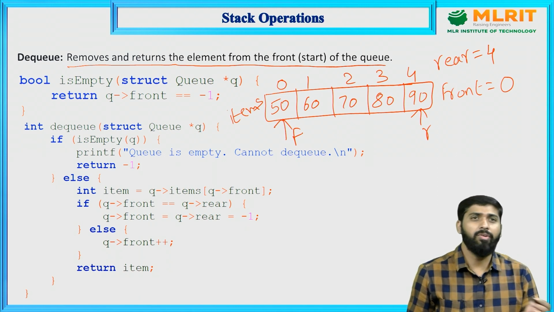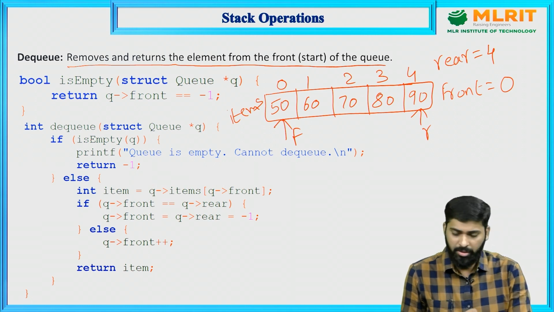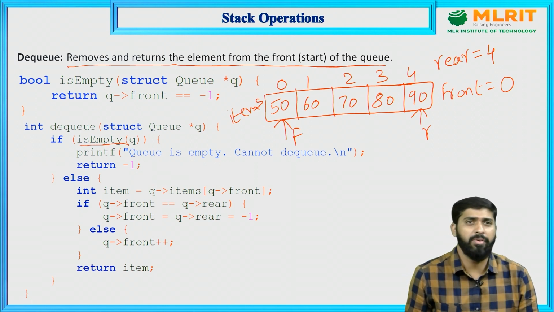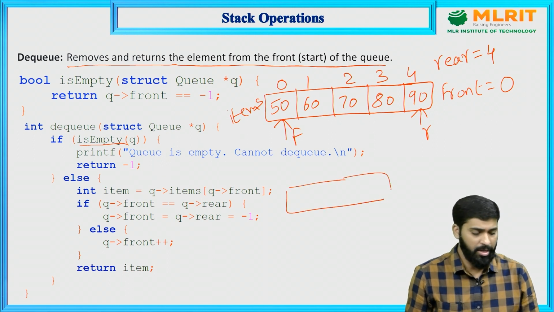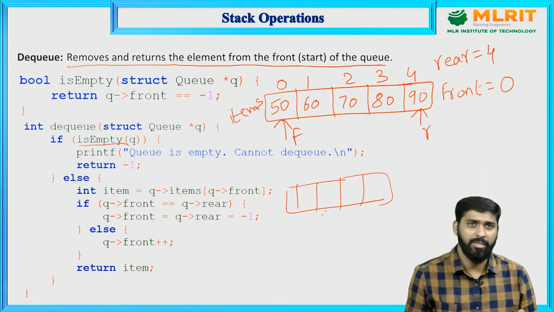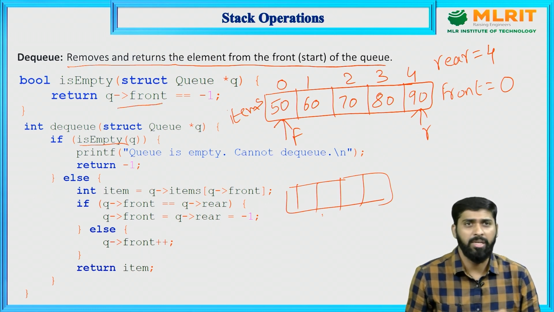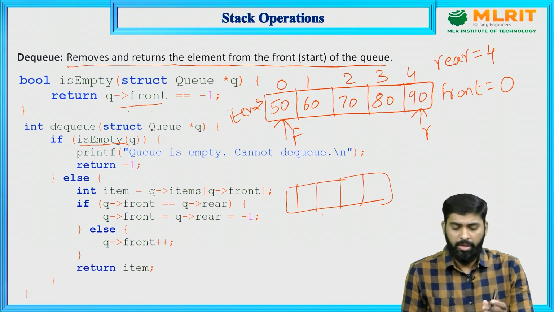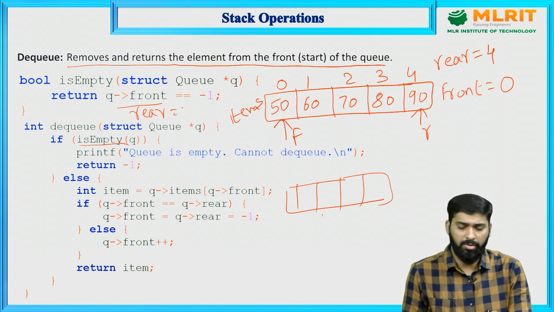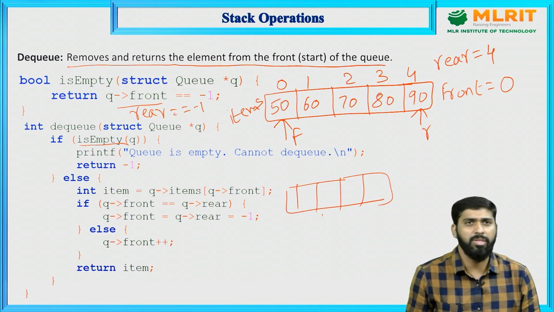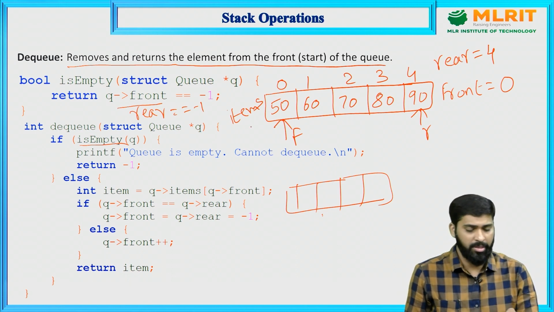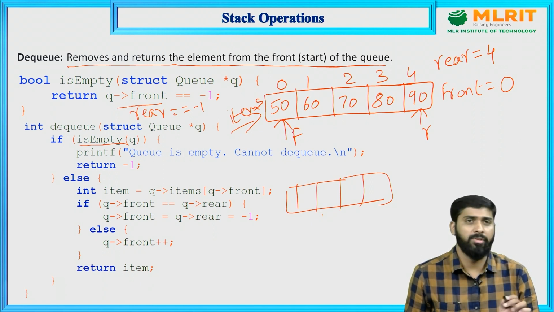Now I want to delete an element from the Q. Which element is going to be deleted first? 50. So this is the is empty function. What is the purpose of is empty? For example, this is the array and I want to delete an element from this array, but the array is empty. How do we know that? If the front value equals minus 1, then we assume that the Q is empty. Here you can write rear also: rear equals minus 1, then also the Q is empty. Now in this case the Q is not empty. How do we know that? The front value equals 0 now.